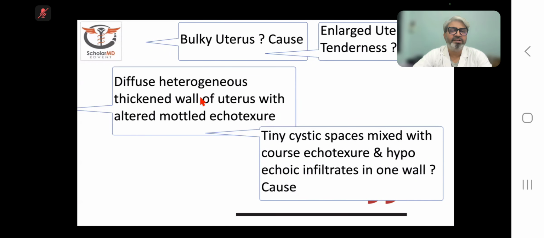Tenderness, what is the etiology? Diffuse heterogeneous thickening of the uterine wall with mottled echotexture, what is the etiology? Tiny cystic spaces mixed with the coarse echotexture of the uterus and hypoechoic infiltrates in one or the other wall, what is the etiology? So all we were describing were only findings, but no one of us was saying that it is adenomyosis. And usually the clinician used to ask, what is your opinion? What exactly do you want to see?